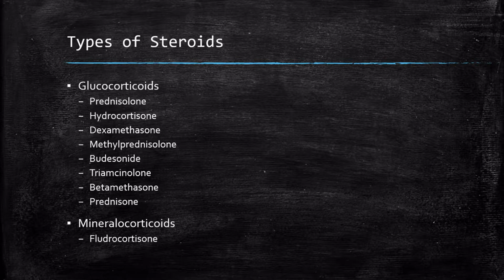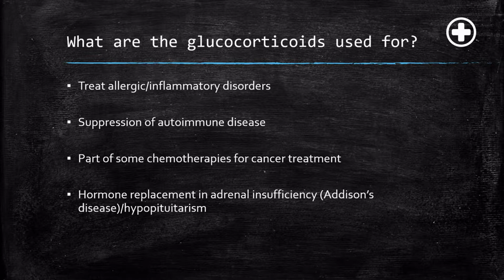Like I said, mineralocorticoids are mainly for the reabsorption of sodium and water, but glucocorticoids are more for the anti-inflammatory and the immunosuppressant effect. In terms of what glucocorticoids are used for, they are for treating allergic and inflammatory disorders, and suppression of autoimmune diseases such as inflammatory arthritis or inflammatory bowel disease like Crohn's and ulcerative colitis. They're used in parts of some chemotherapies for cancer treatment, or if not for the treatment itself, sometimes in the supportive management, such as dexamethasone, for example.